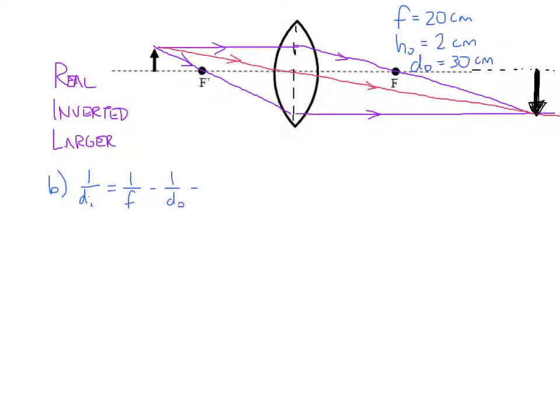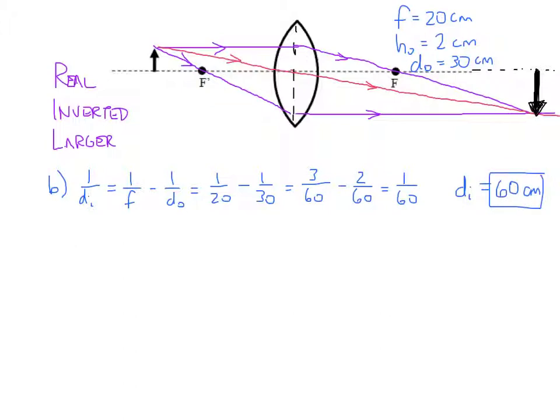So in part B, to determine the image distance, 1 over di equals 1 over f minus 1 over do. So you get 1 over 20 minus 1 over 30. This is 3 over 60 minus 2 over 60, which equals 1 over 60. So take the reciprocal of that. So the image distance is 60 centimeters. That number came out to be positive, which means the image is not virtual, the image is real. So that checks out with what we have up here.